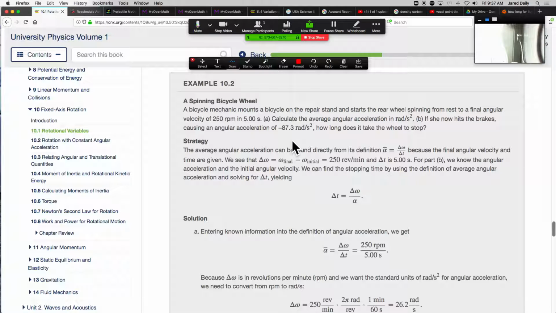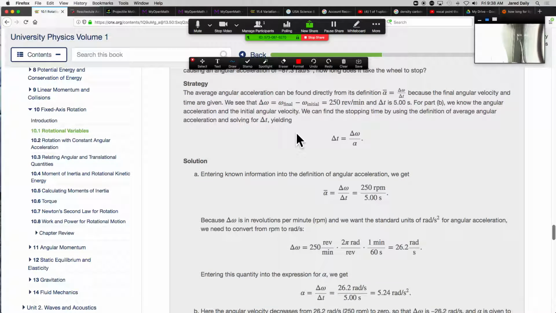Remember that RPM is not the units we want. Because that's rotations per minute, we want radians per second. So there are 2 pi radians for every revolution, and of course, 1 minute is 60 seconds. So when you do that conversion, you have to multiply by 2 pi and divide by 60. That's how you convert your RPMs to radians per second. So they do that right here.